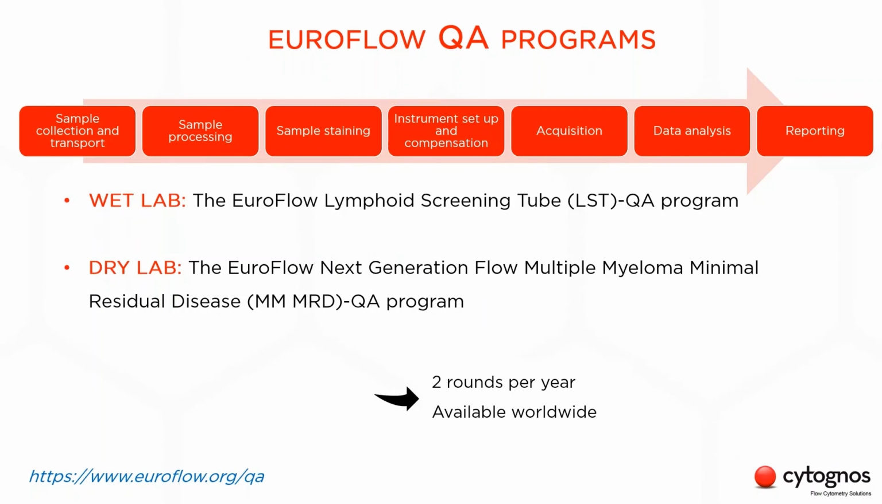Okay, going back to the steps of a flow cytometry assay, EuroFlow runs 2 external quality assessment programs to certify the consistency and reliability of results generated in the lab. So we have the LST QA that monitors the overall flow testing performance, including the sample preparation, the instrument settings, and the data acquisition. And the MM MRD QA that specifically targets the data analysis of the myeloma MRD assay.